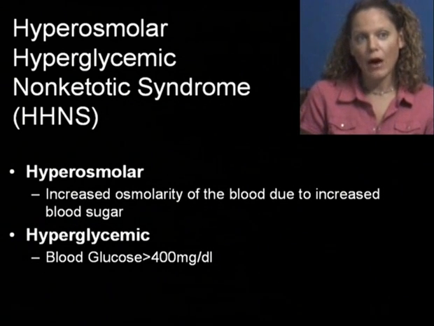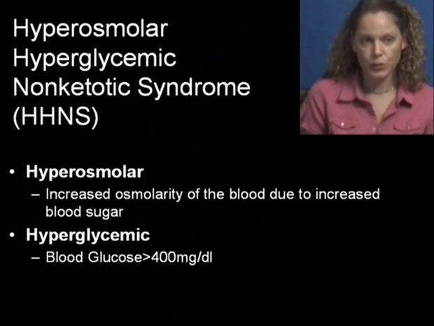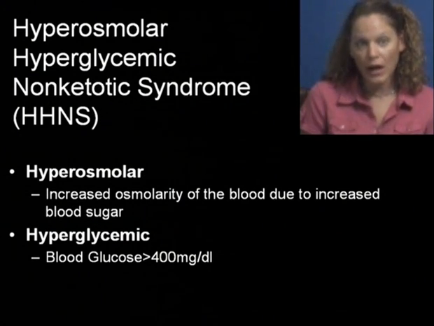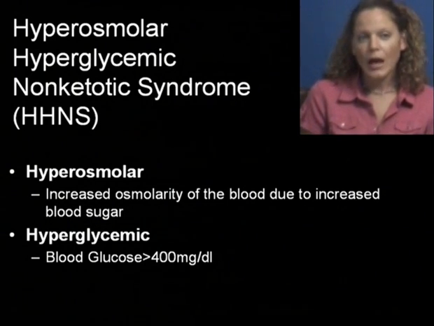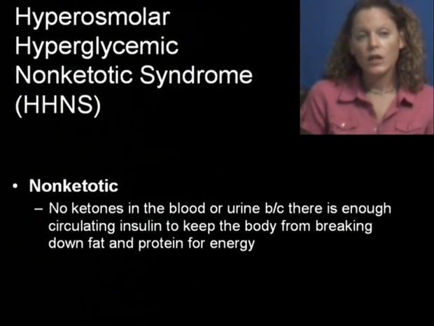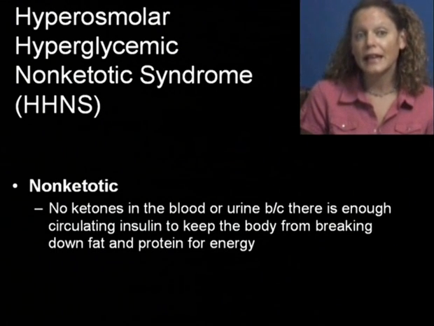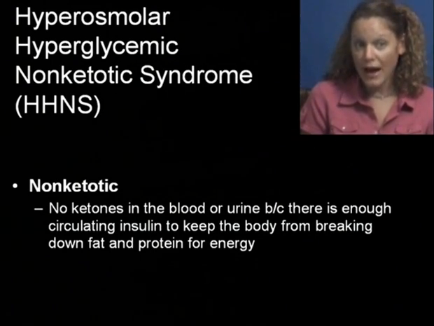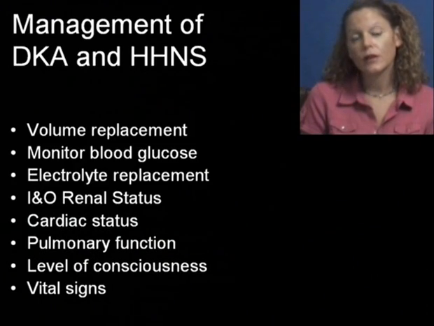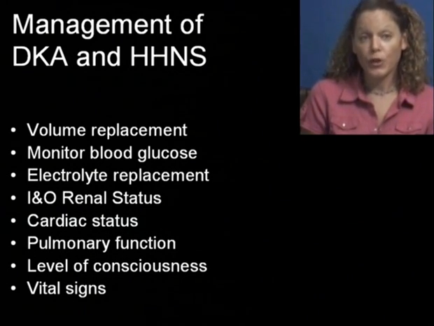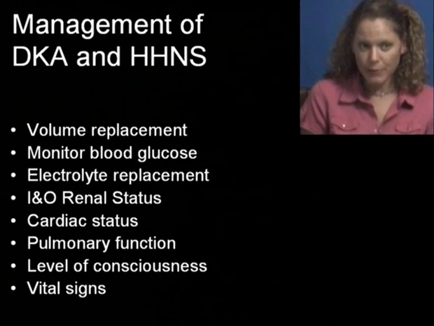We're going to talk shortly about hyperosmolar, hyperglycemic, nonketotic syndrome. That's a lot of words, so we're going to just break it down. Hyperosmolar means that there's an increased osmolarity in the blood due to increased blood sugar. Hyperglycemic means high blood glucose, usually greater than 400. Nonketotic means that there are no ketones in the blood or the urine because there is enough circulating insulin to keep the body from breaking down fat and protein for energy. So, management of both DKA and hyperosmolar, hyperglycemic, nonketotic syndrome is pretty much the same.